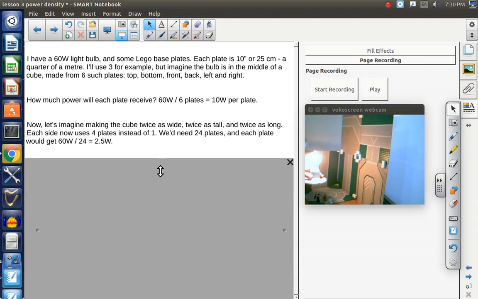So if I have 60 watts, the light bulb hasn't changed, the electricity coming in hasn't changed, but I've got 24 plates now. Each plate is going to get, well, I'm going to have 10 watts to this side, but I divide by the 4, I'm going to end up with 10 over 4, which is 2¼ watts for each plate. So what have I done with my distance? From here to here, I'm now 1 plate away instead of half a plate away. So 1 plate away, I've doubled my distance. My power density has decreased by a factor of 4.